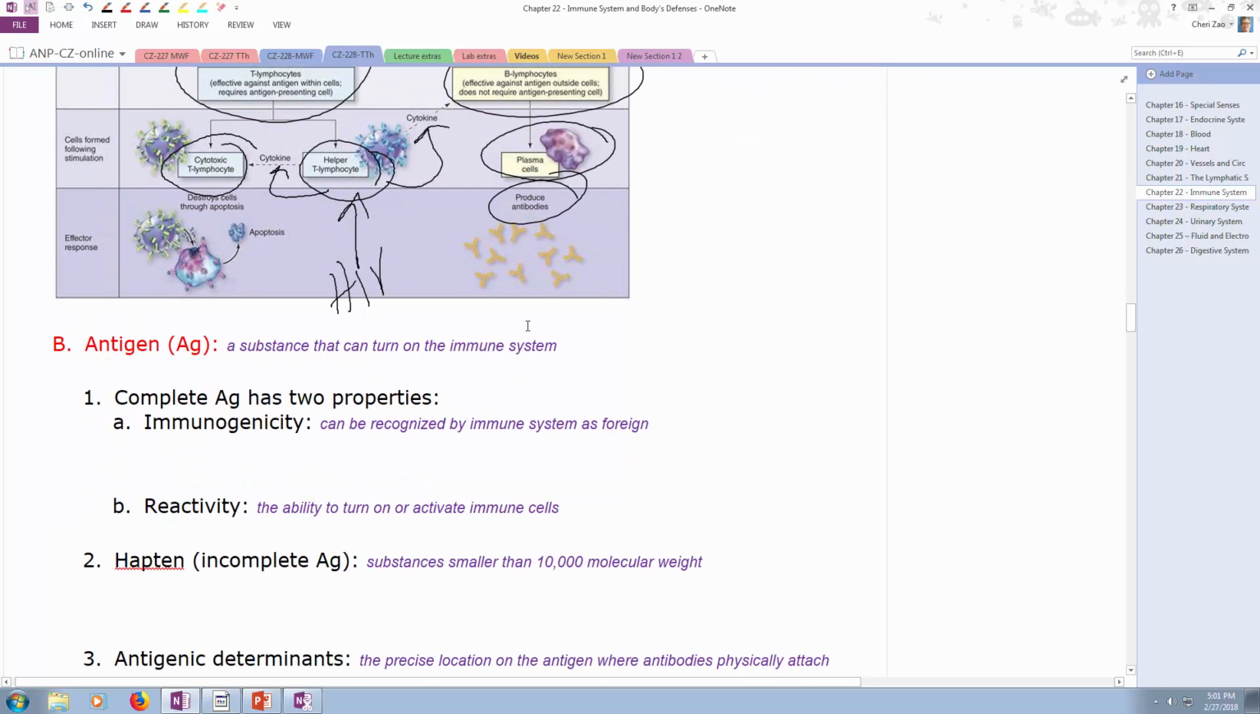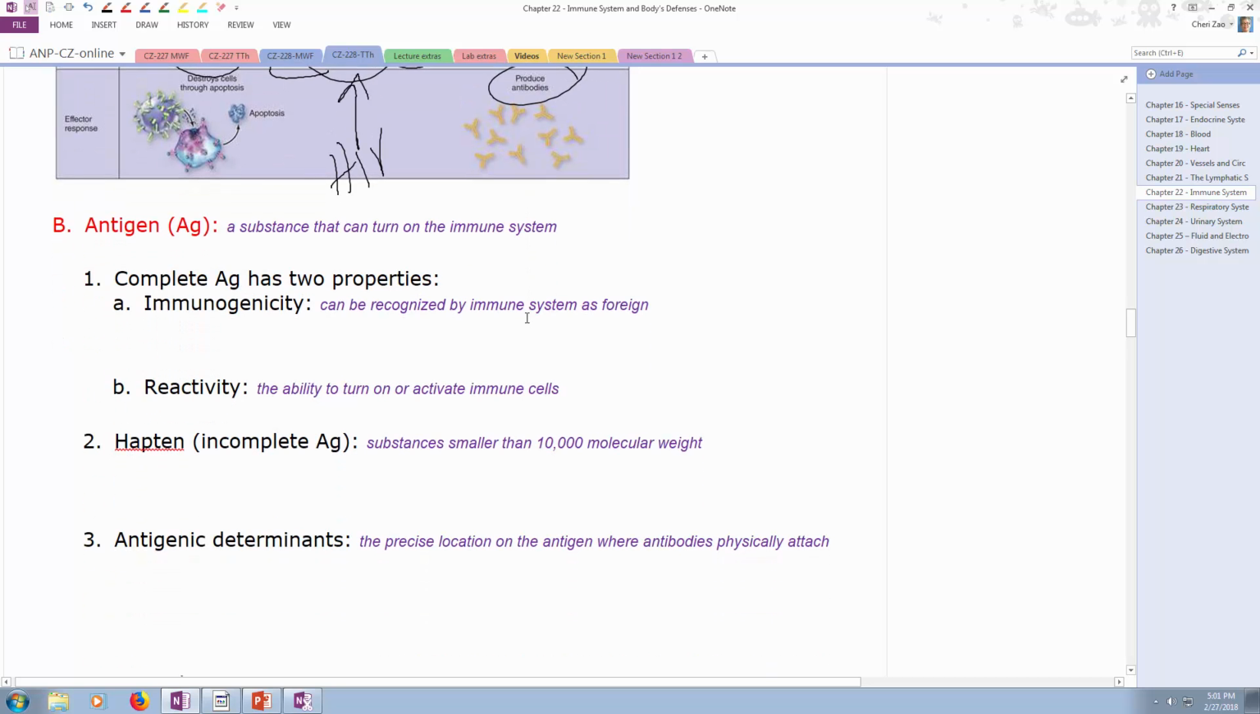And so this requires a recognition process. So let's take a look at what they are recognizing. They are recognizing or being turned on by a substance called an antigen. So we're going to abbreviate that AG. AG is very different from AB. Which one is the good guy? Which one is the bad guy? AB's good, AG's bad. Okay, so that's one of the things that you have to realize.